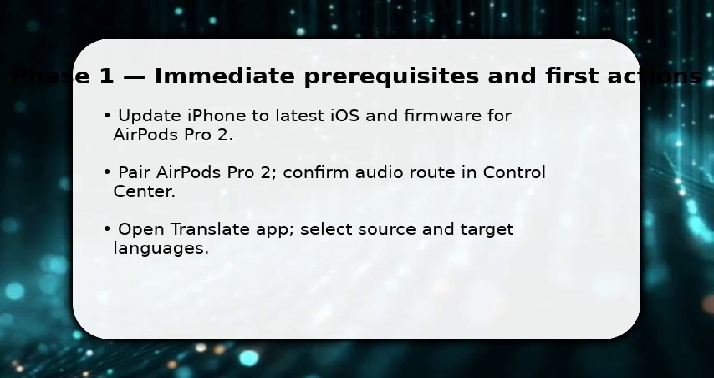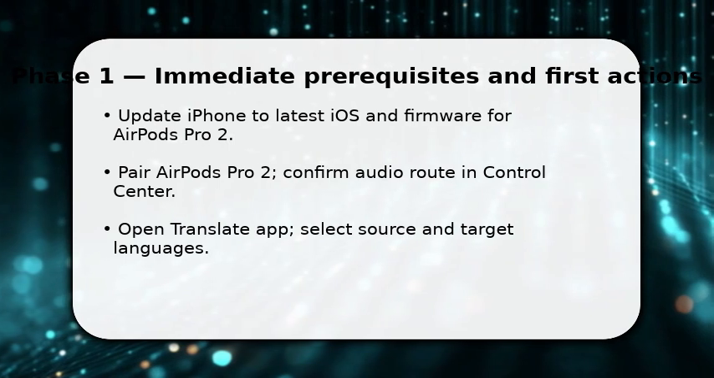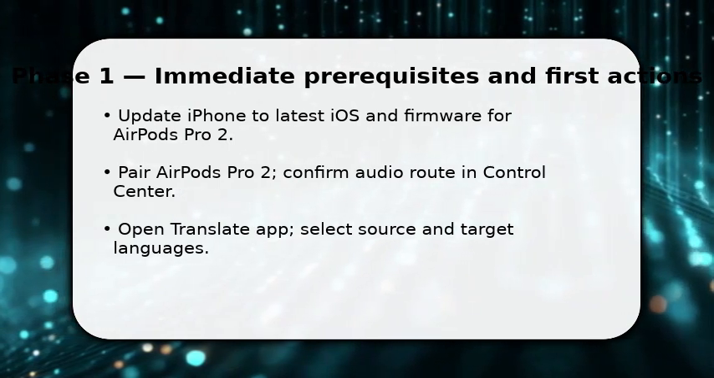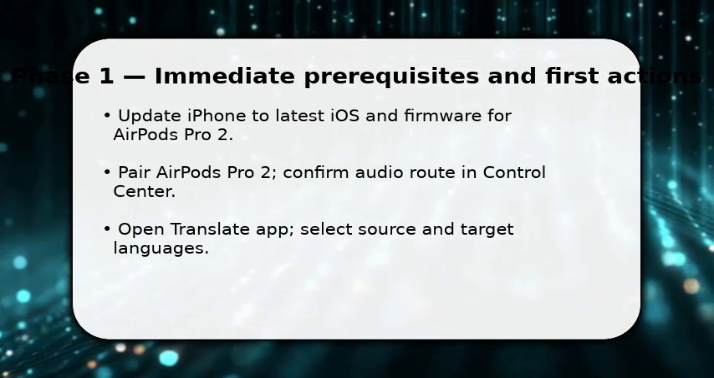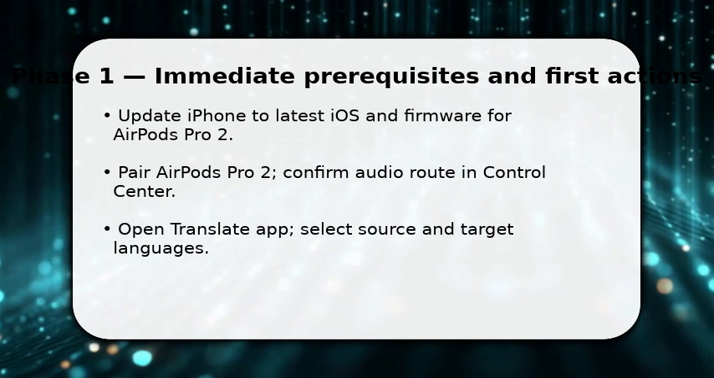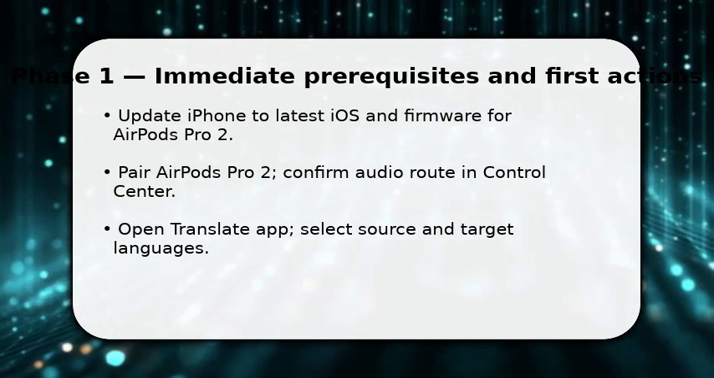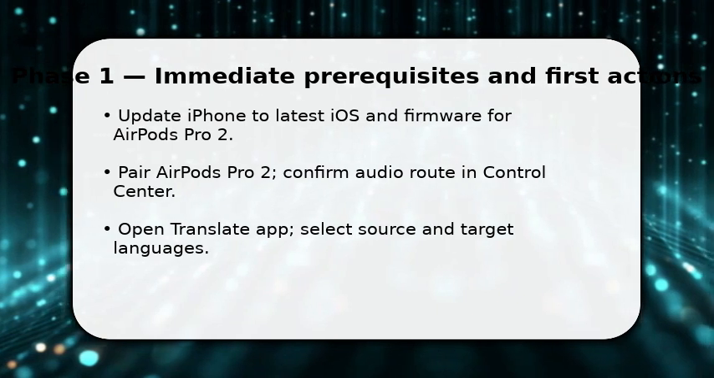Next, open the Translate app and choose the language pair you need. You should set automatic detection if you want the app to switch. Once done, tap Conversation Mode. That's the first actionable step to begin a live, two-way translation session.